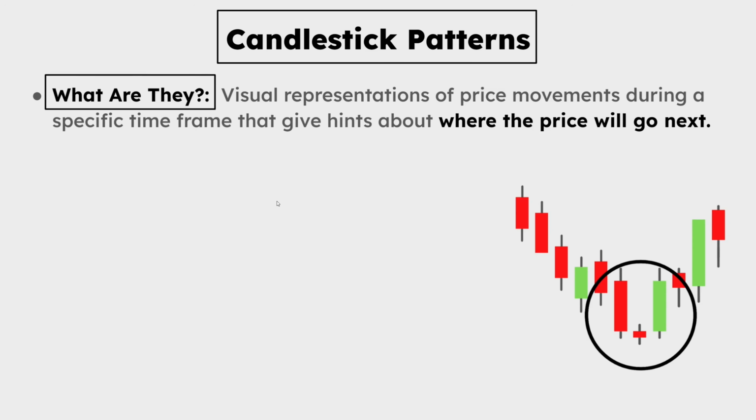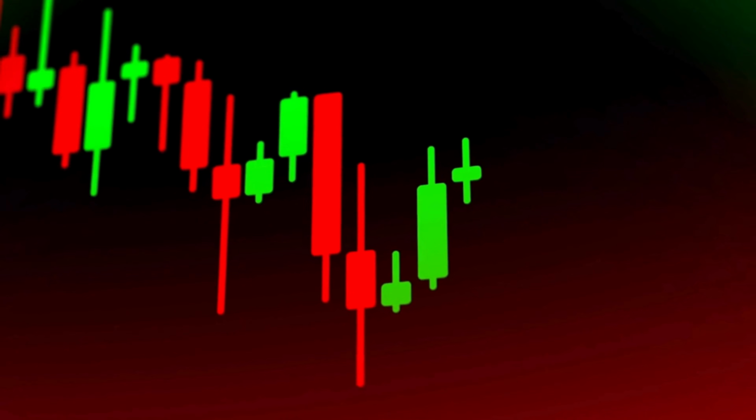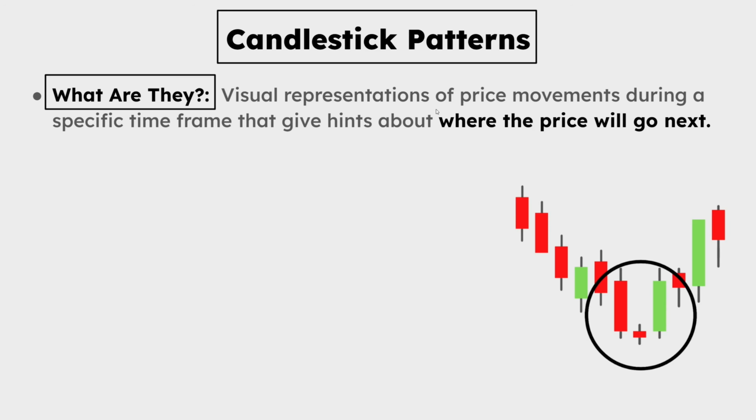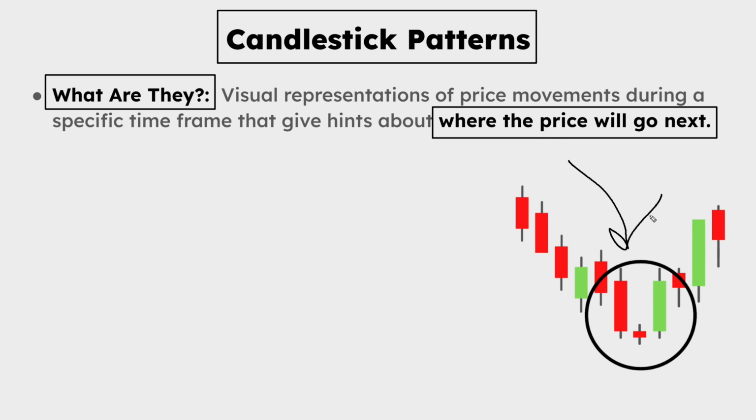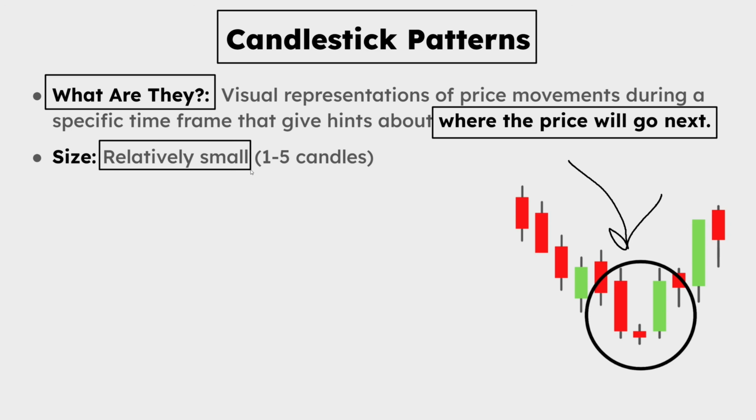Well, candlestick patterns are visual representations of price movements during a specific time frame that gives hints about where the price will go next. Or to be more specific, where the price is likely to go next. No candlestick pattern can predict price movements with 100% certainty, and as with all technical tools, they are best used when you combine them with other technical variables. And when it comes to candlestick patterns, they are often relatively small. We are talking about maybe 1 to 5 candles.